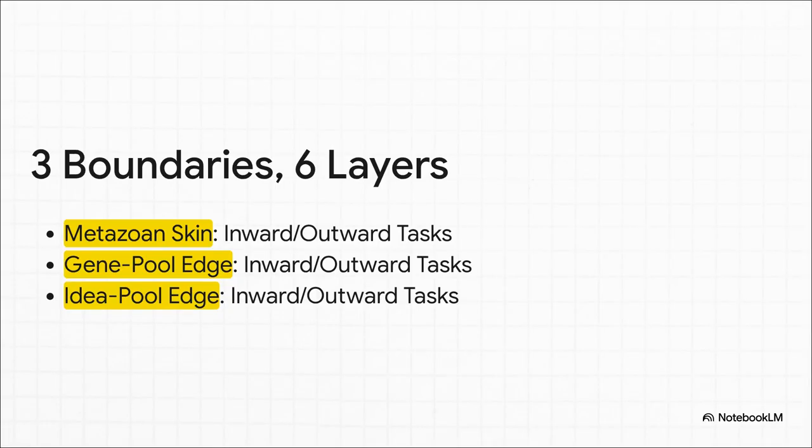And there it is. That's the complete model. Just three fundamental boundaries: skin, family, and culture. And each one creates its own inward-looking and outward-looking tasks. And that gives us 6 totally distinct layers of activity that together define any human community.